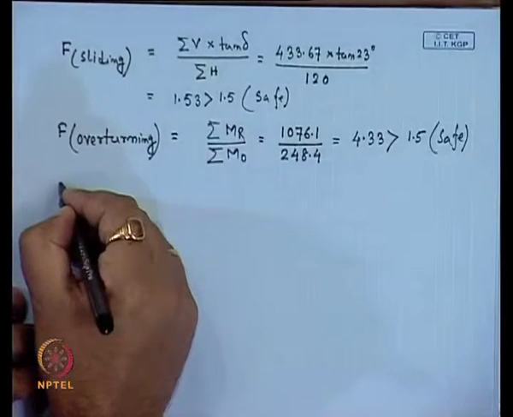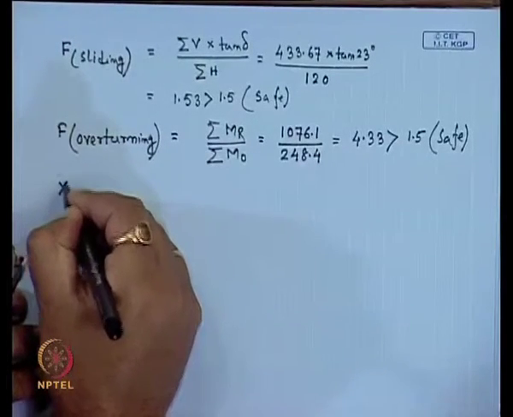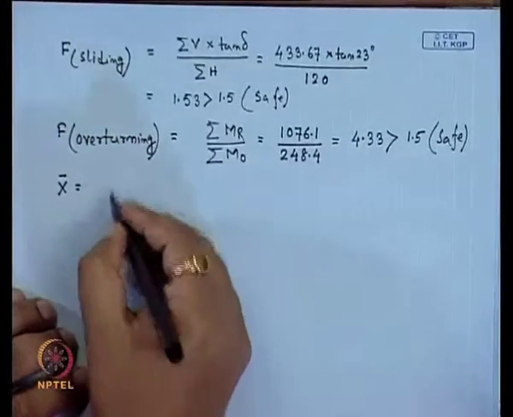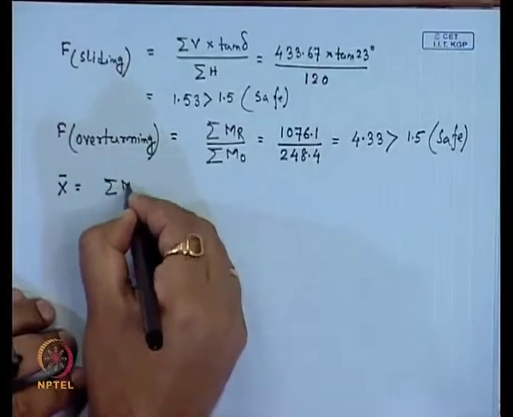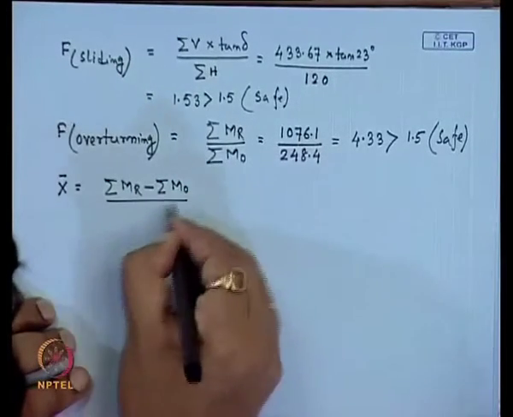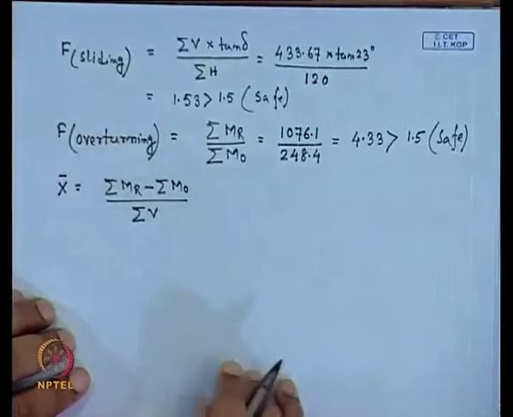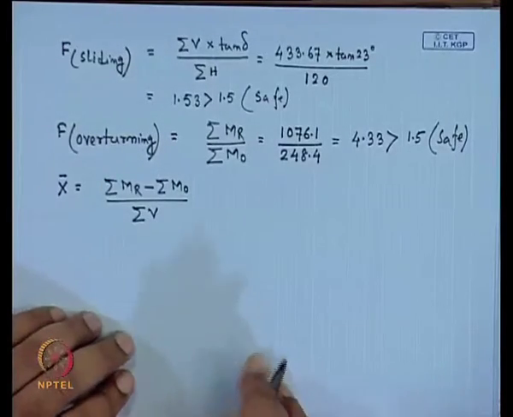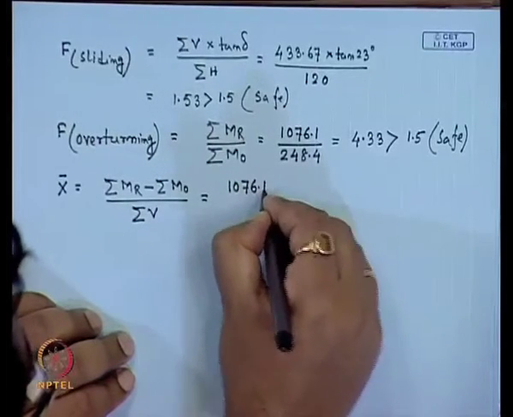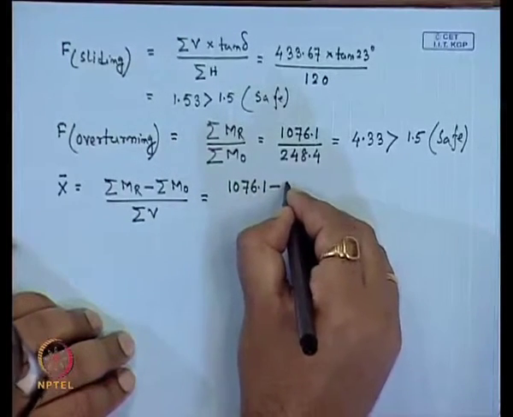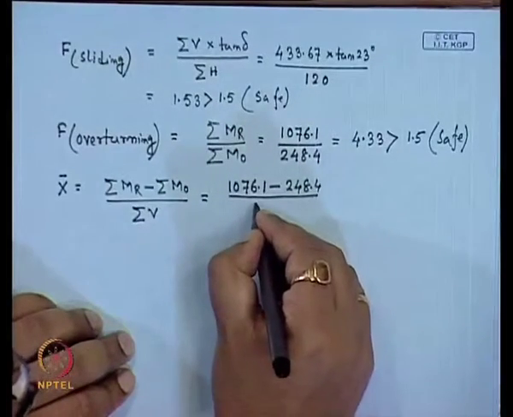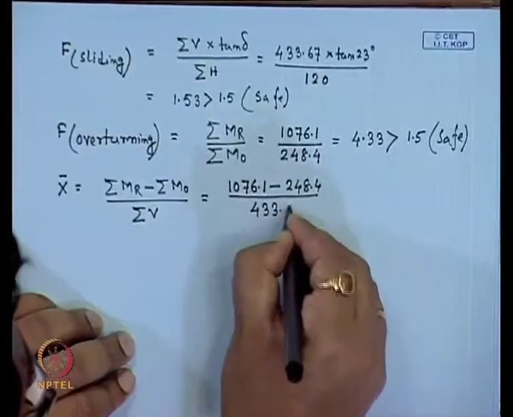Next, we will calculate the e value or the no tension condition. First we calculate the x bar, for which I have given the expression: x bar is the summation of M r minus the summation of M o divided by the summation of all vertical force. So the summation of M r is 1076.1, M o is 248.4, divided by the vertical force, which is 433.67.